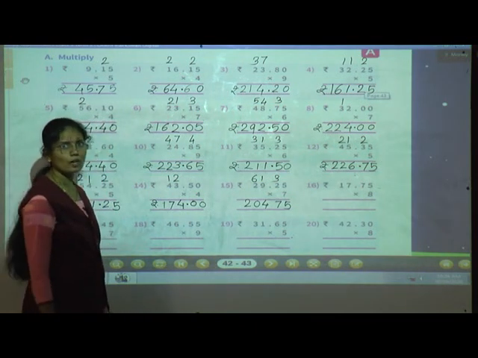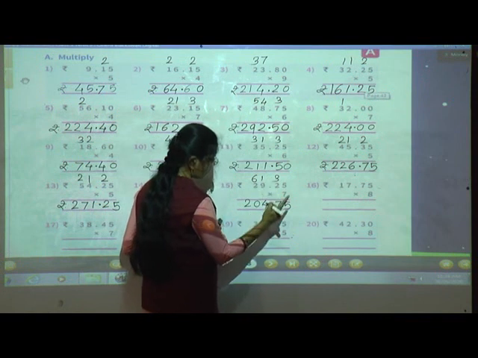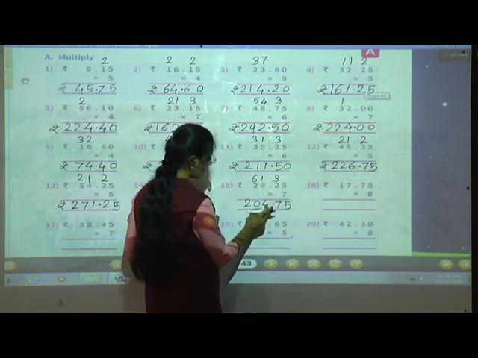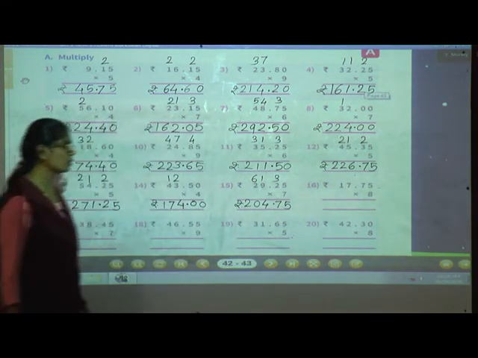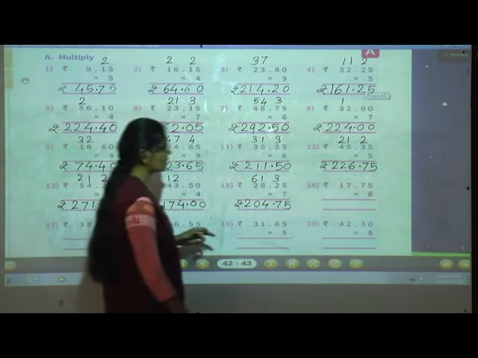Where will you give the dot? Before the second digit from the right side. So before 7 we have to give a dot. So what is the answer? Rupees 204.75. What is the answer? Rupees 204.75. Okay, clear? Okay. Now see the next example.